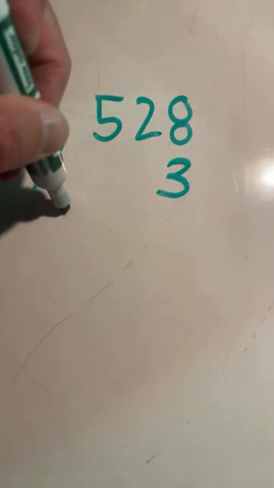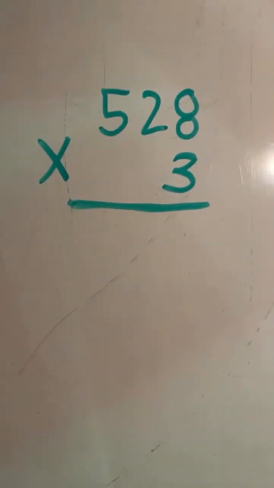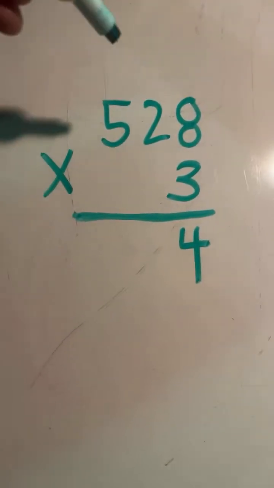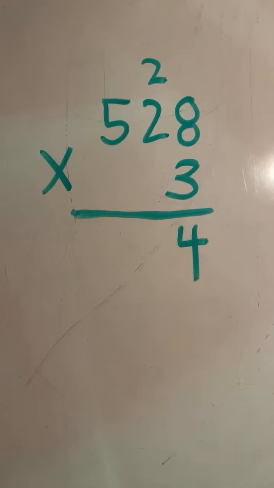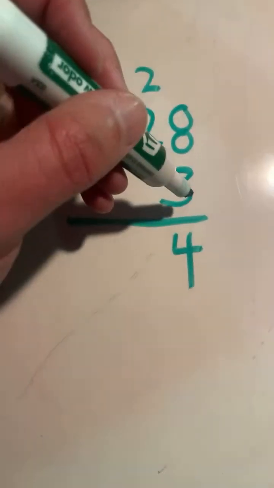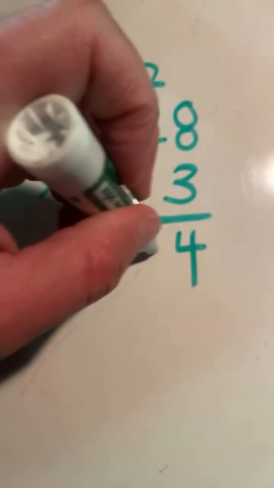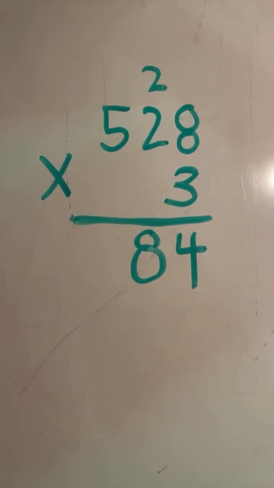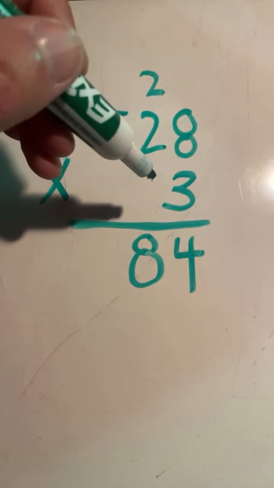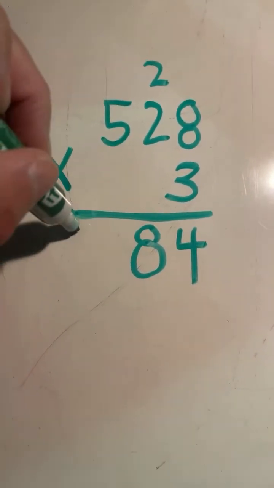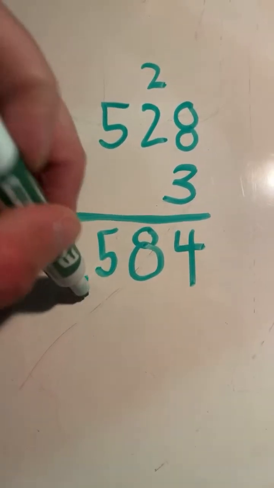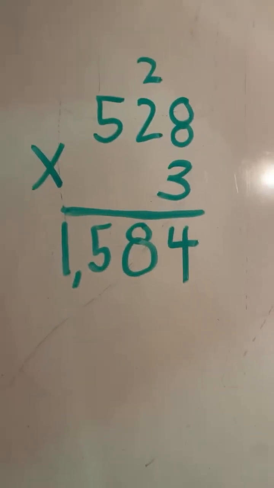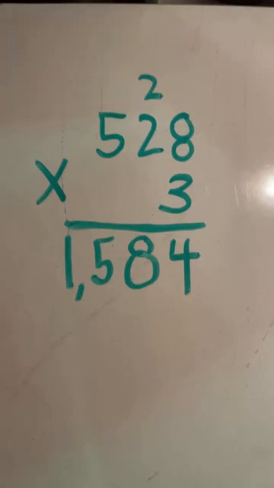times 3. We start in the ones place. 8 times 3 equals 24. The 4 in 24 goes in the ones place. The 2 gets carried over to the tens place. 2 times 3 equals 6, plus 2 equals 8. Now we do not need to regroup because our product is less than 10, and we only regroup when our product is 10 or more. 5 times 3 equals 15. And we have our final answer. 528 times 3 equals 1,584.